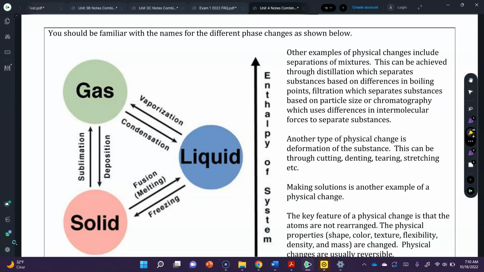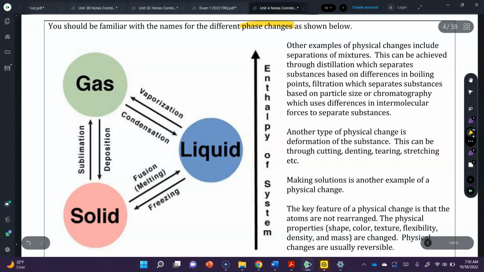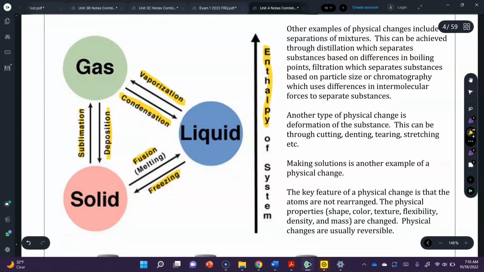The phase changes are shown here. Okay, and so as you increase the enthalpy or energy, heat energy in the system, you change your state of matter. And then we have different words for each of the states of matter, so you should be familiar with those. Okay. Other examples of physical changes include the separation of mixtures.